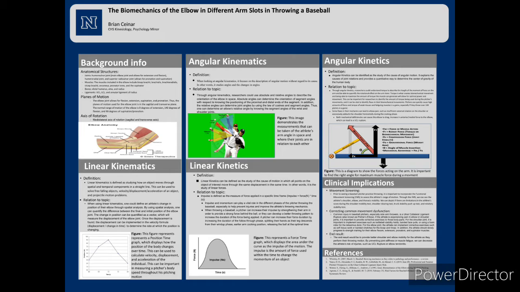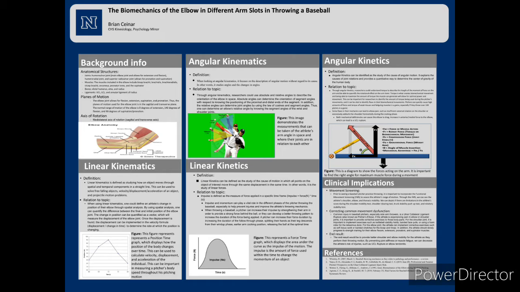You can see in the figure of the position-time graph how the position of the body changes over time. This can be used to measure the pitcher's body speed through the pitching motion and see how he moves through time.